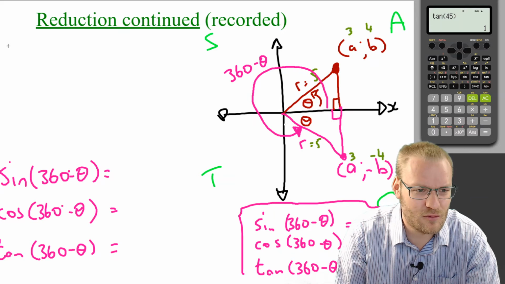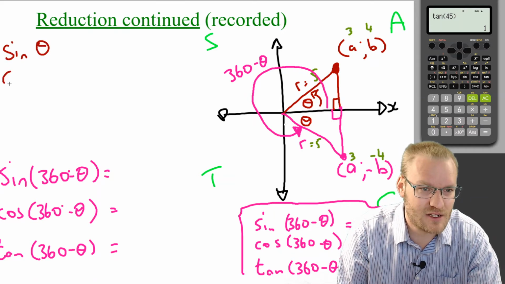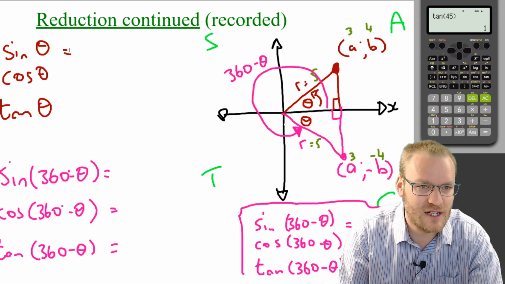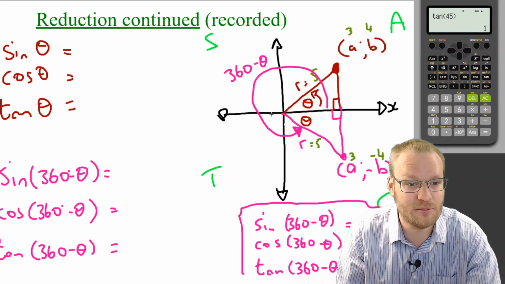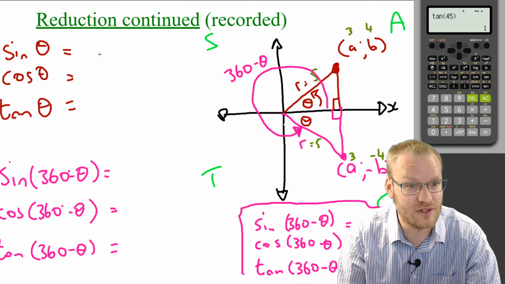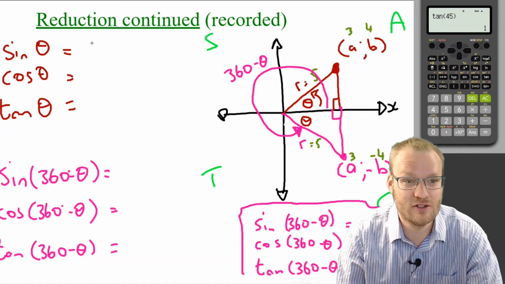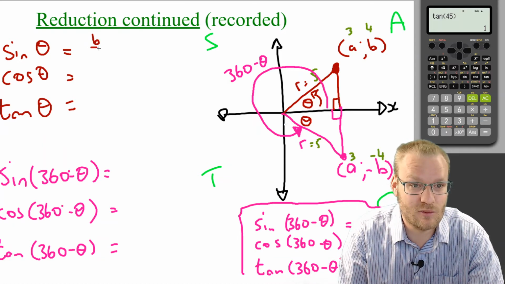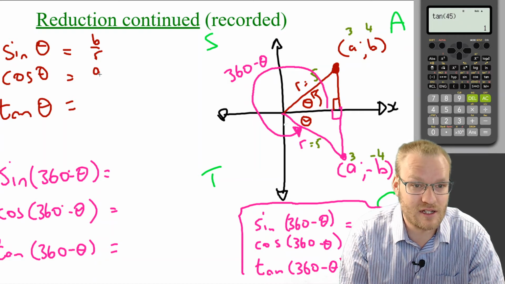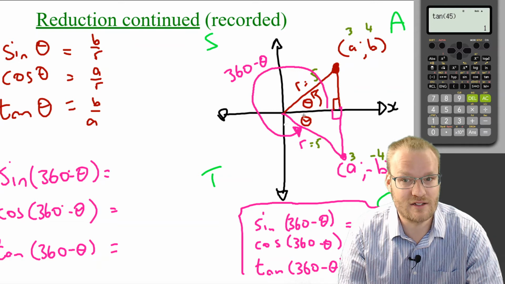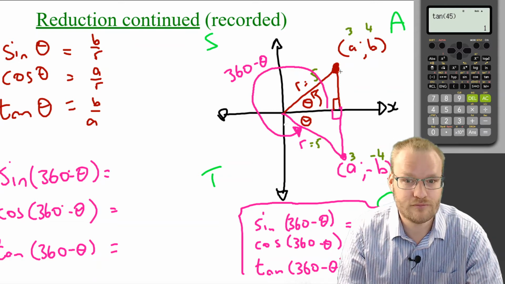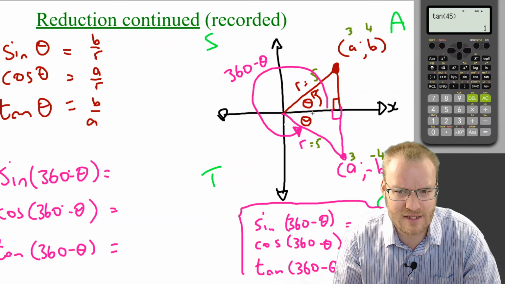Okay, so we've got sine of theta, cos of theta, tan of theta. Let's see what these are in terms of A and B and see how they match up with these. So sine theta, we've done this one a few times, right? It's y over r, cos theta is x over r, and tan theta is y over x. Y over x.